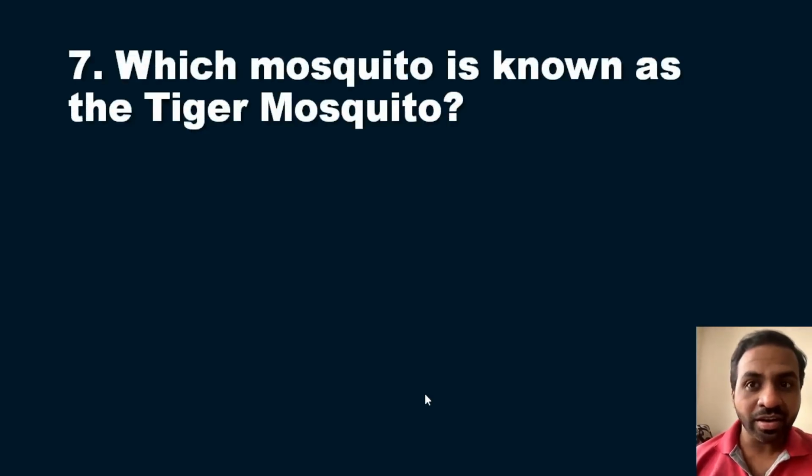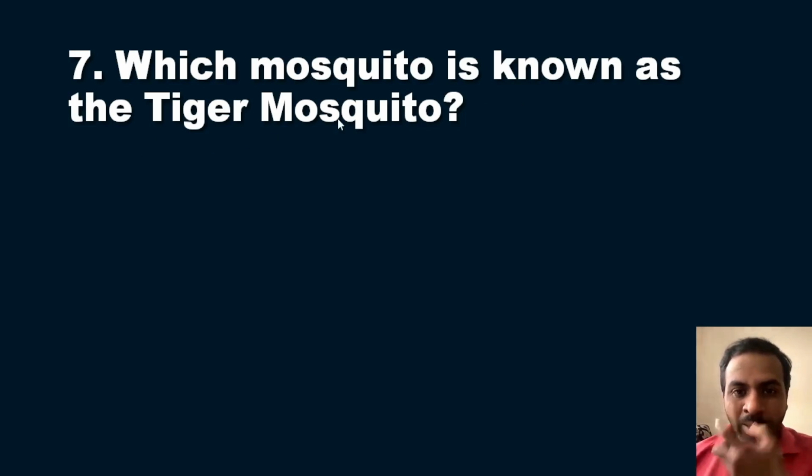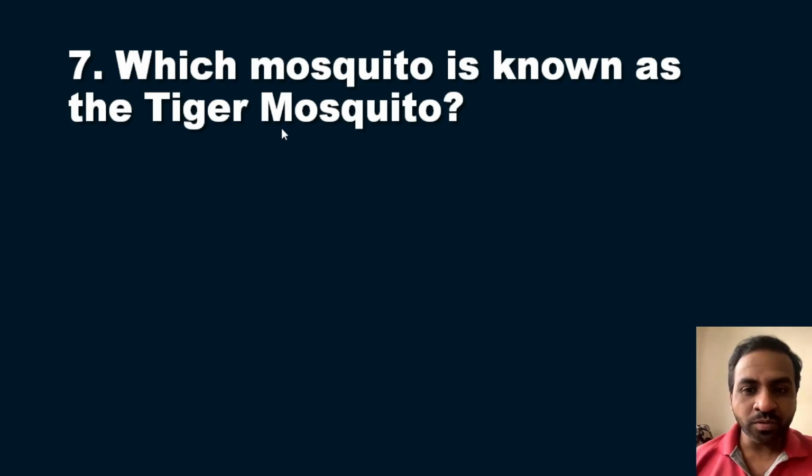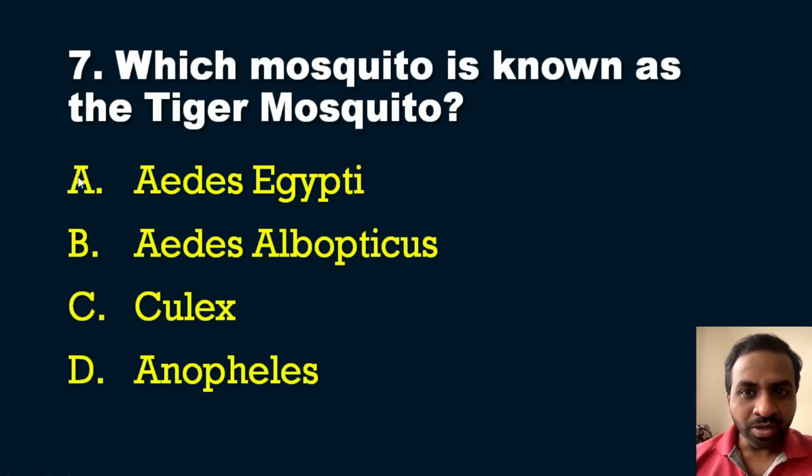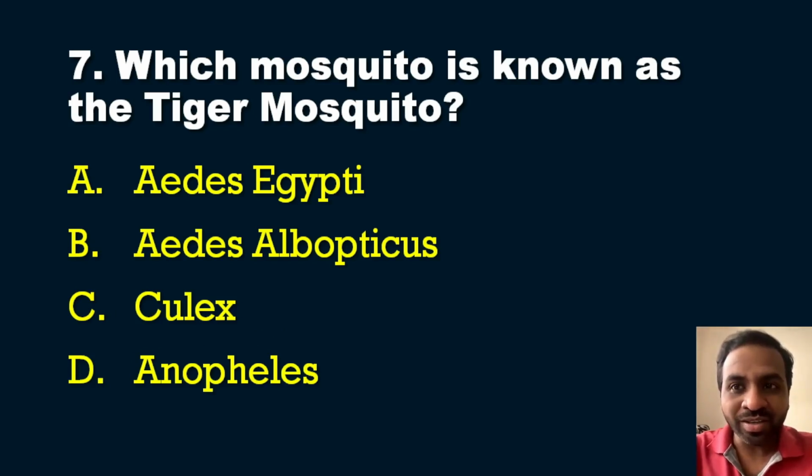So with this question you are getting information about macule, papule, blister, and erythema. I think that question is clear for you. Moving on to the next question in our series. The question on your screen right now is, which mosquito is known as the tiger mosquito? The options are A, Aedes aegypti, B, Aedes albopictus, C, Culex, and D, Anopheles. So what is the answer?